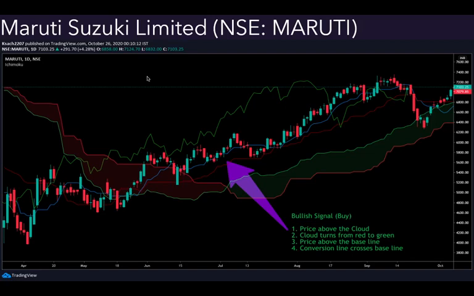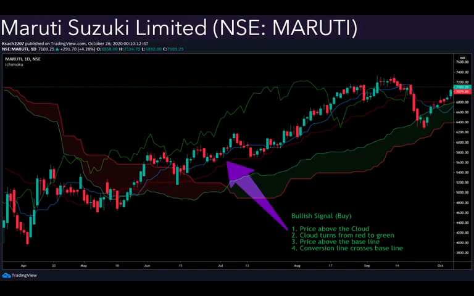One more example for you to make it more clear, of Maruti Suzuki Limited. Now this is again a very good entry level. The cloud has turned green from red. The price is trading above the baseline. The conversion line has crossed the baseline here, and the lagging span is above the stock price. So if one would have entered the trade here at around a price of 5800, he could have easily achieved a target of 6800. That's a 1000 points target. That's huge, right?